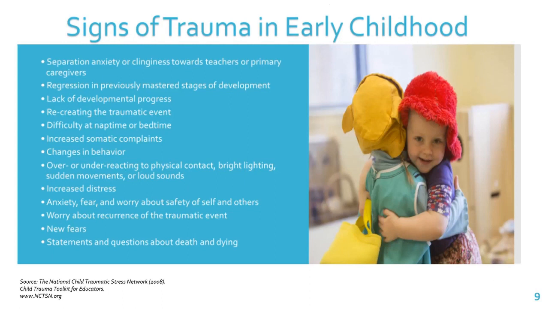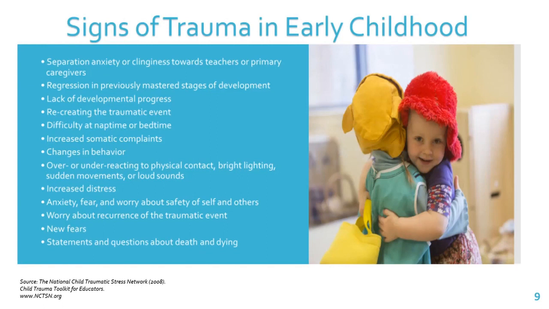Lack of developmental progress. There are milestones that they're just not meeting or attempting to meet. A recreation of the traumatic event. They may act it out with you as the caregiver, or they may act it out with other peers. That's their way of trying to process what they've been through.